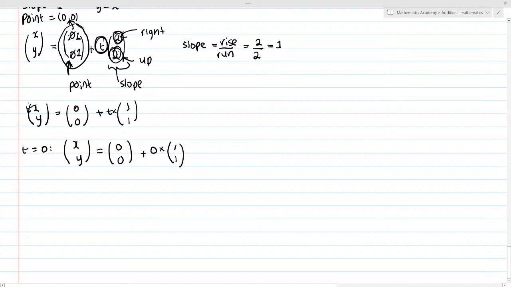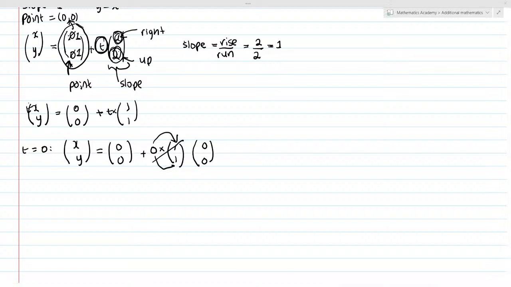So this is telling me that I am moving 0 times 1 to the right and 0 times 1 up. Well, 0 times 1 to the right is 0 to the right, and 0 times 1 up is 0 up. And so this entire thing just becomes (0, 0), right? You basically distribute the number that you have at the front here into both of these numbers.